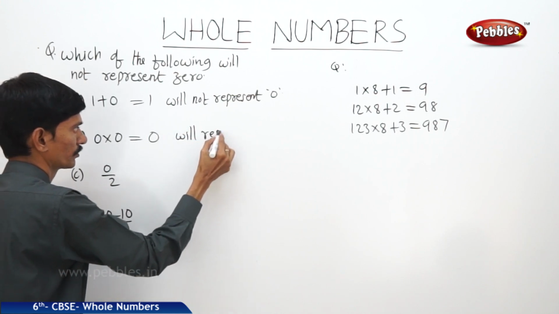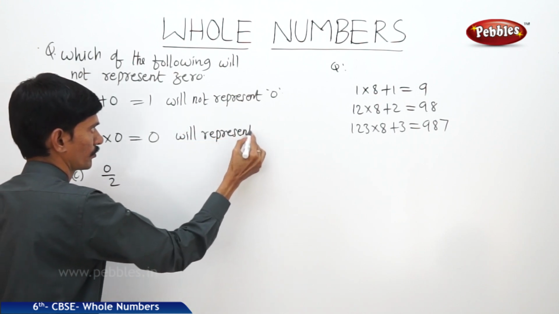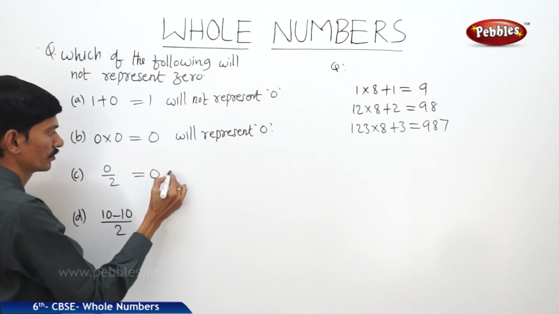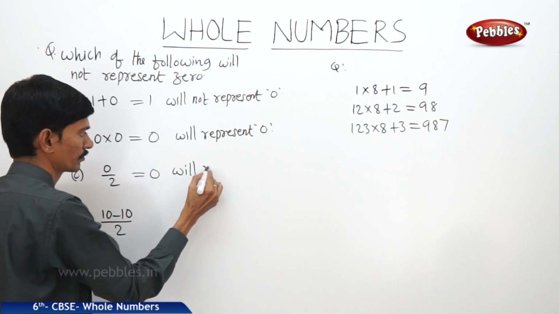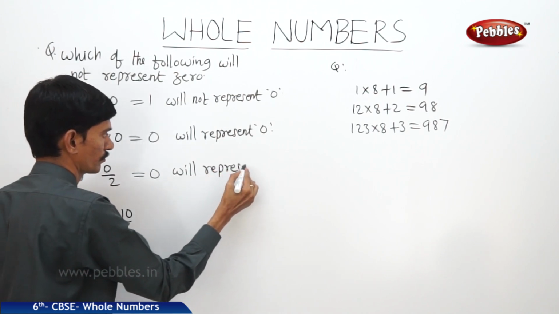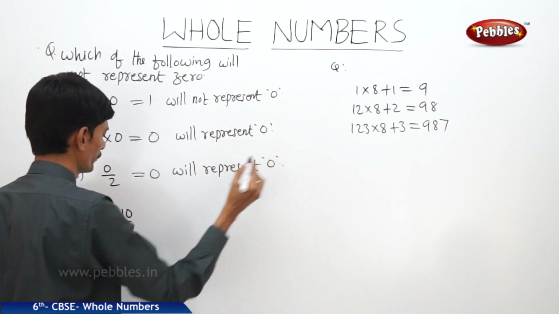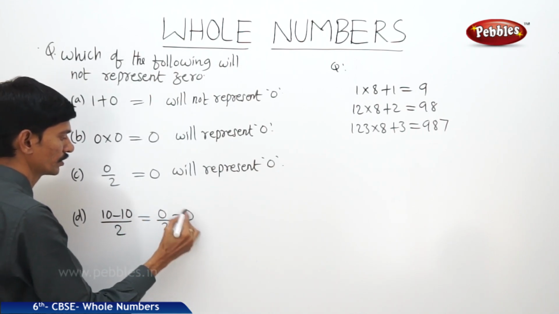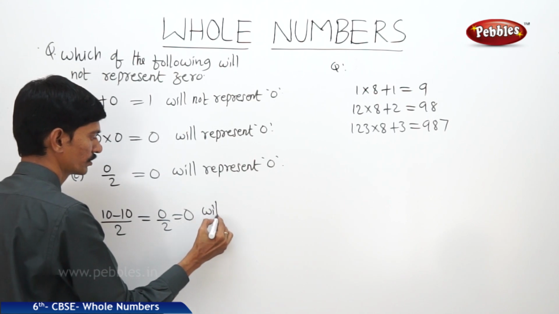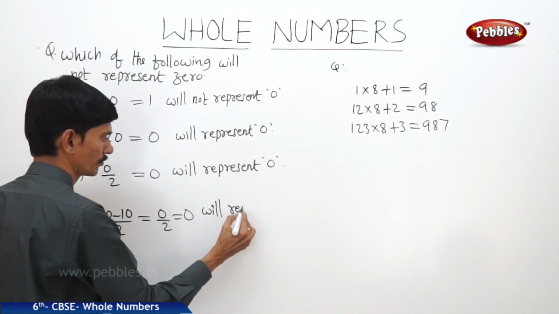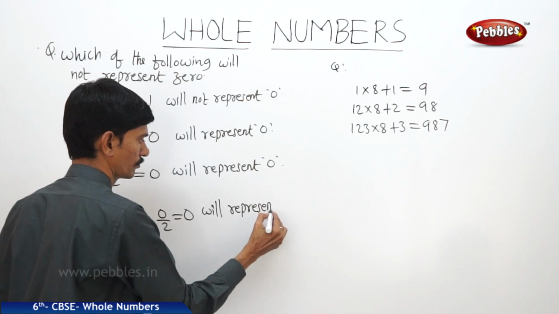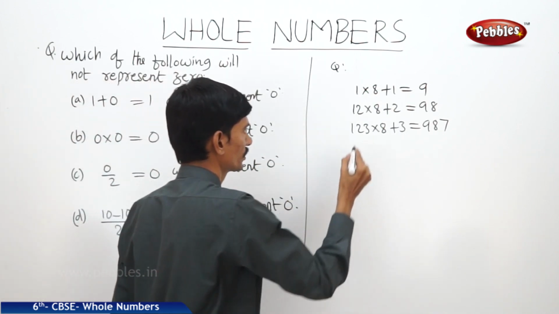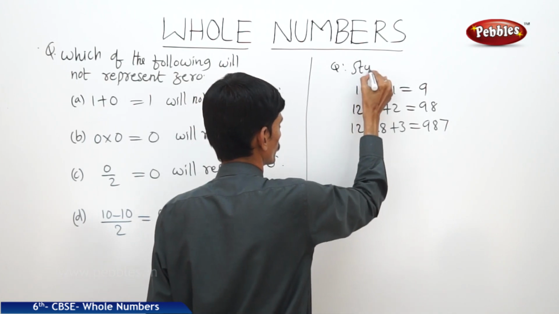Then 0 divided by 2 is also 0, so this will represent 0. Next, 10 minus 10 is 0, divided by 2 equals 0, so this also will represent zero.